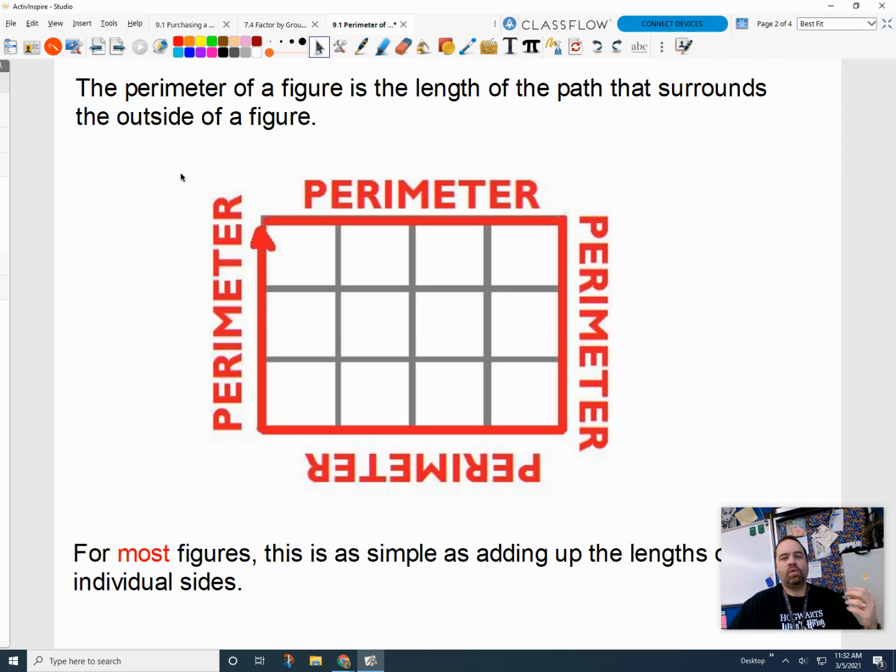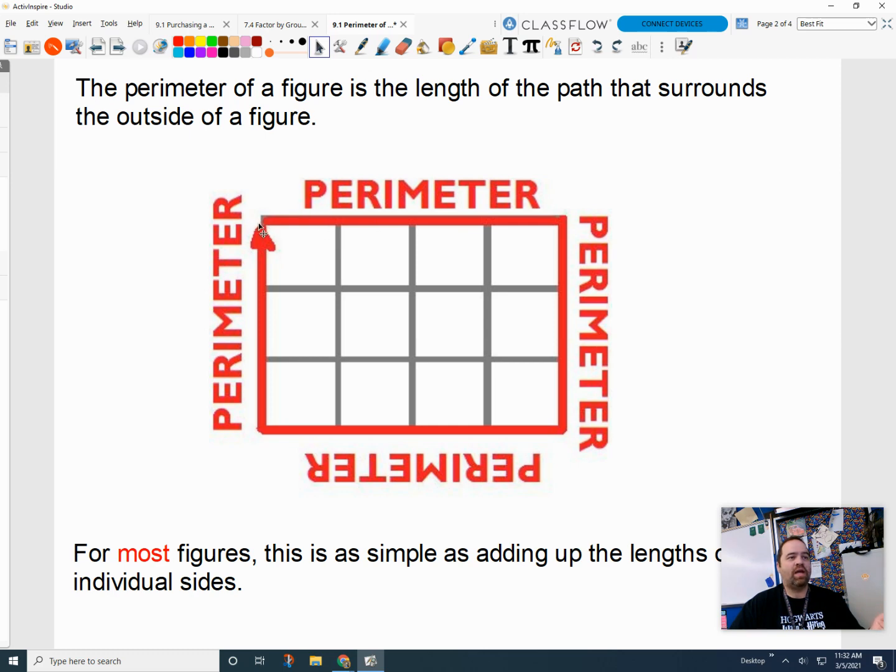So you're going to be dealing with individual units like inches, feet, miles, as opposed to square units like square inches, square feet, square miles. We'll do a whole separate lesson on the difference between those two. But for now, what you need to get out of this is that for most shapes, I'm not saying all, you just need to add up the lengths of the sides.